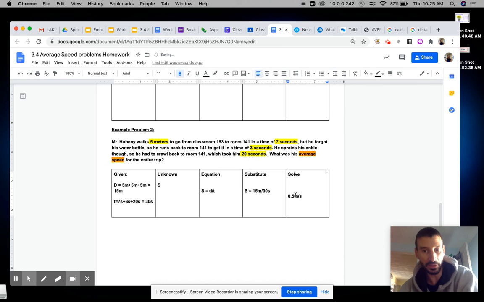So when you do it in your calculator, 15 divided by 30, you'll get 0.5 meters per second, meters over second, because that's the units. We measure distance in meters, time in seconds. So hopefully that helped you, and now you'll get to do one of these on your own.